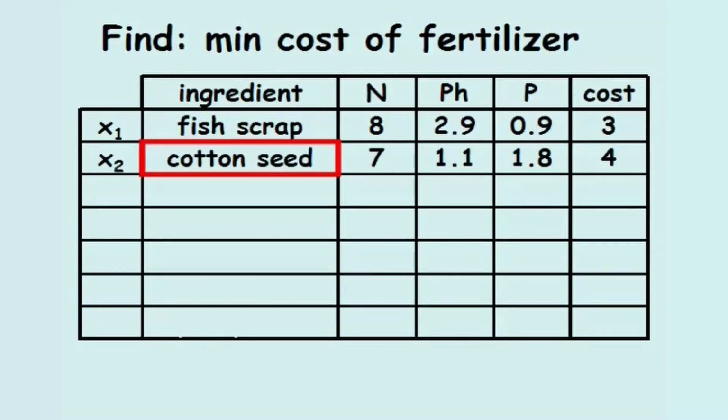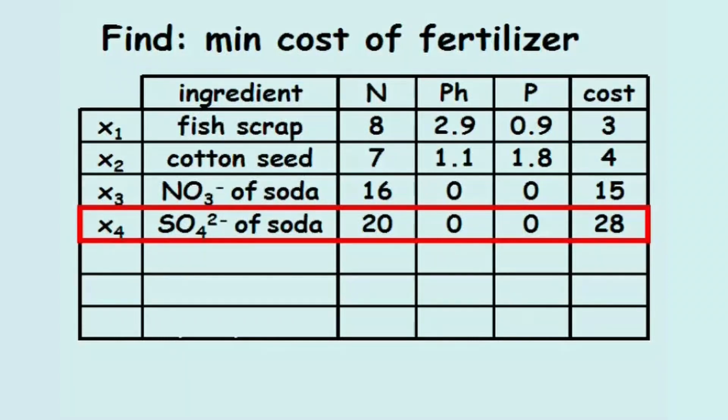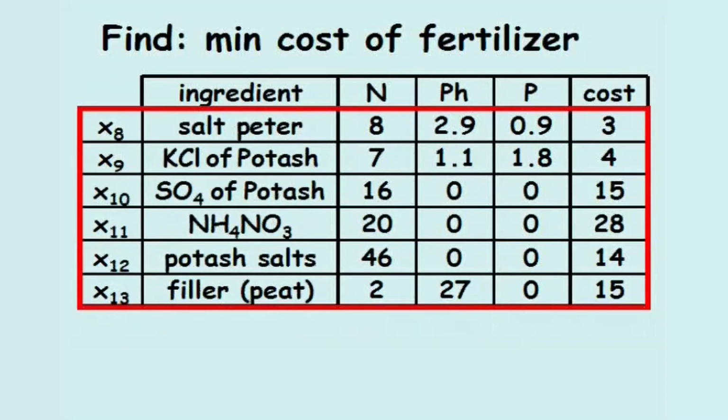The second ingredient is cottonseed meal. X2 is the volume of cottonseed meal in the mix, and the percentages and cost are shown as well. The third ingredient is nitrate of soda, and the fourth ingredient is sulfate of soda. Ingredients 5 through 7 are urea, bone meal, and phosphate. The remaining 6 ingredients are saltpeter, muriate of potash, sulfate of potash, ammonium nitrate, potash salts, and filler material.